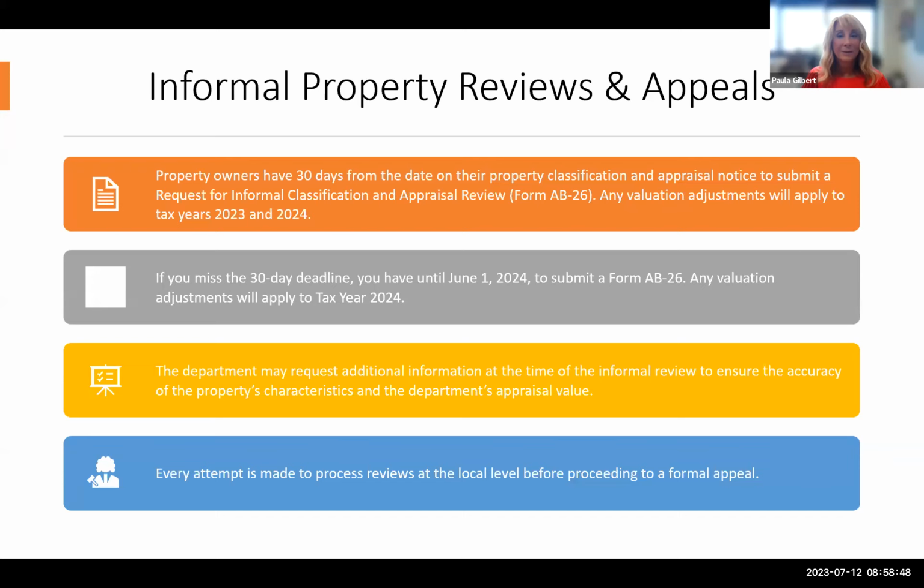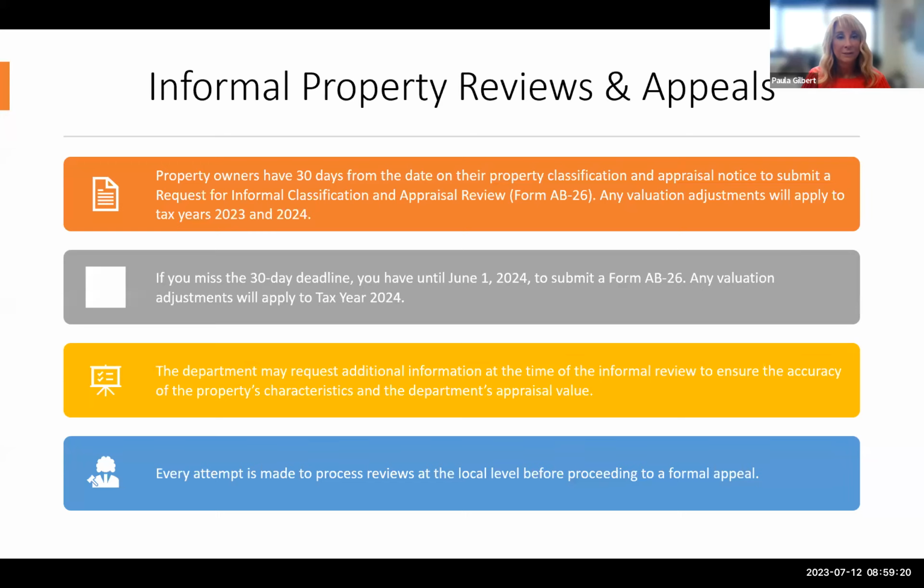Now let's talk about some important dates. Now that you've received your appraisal and classification notice, the first thing that I would ask you to do, again, is to go to our website and make sure that our information is correct. If it's not, again, please visit with an appraiser in your local office so that we can make sure and correct our records. If you'll notice, your appraisal notice is dated. Most are dated June 30th, 2023.